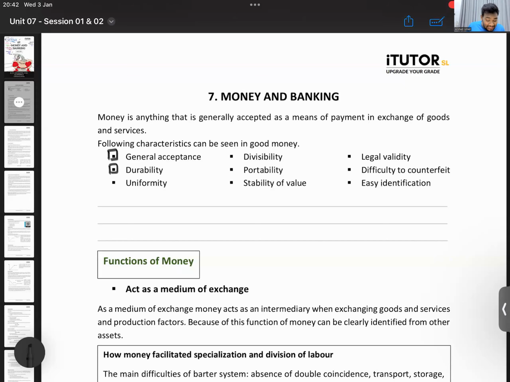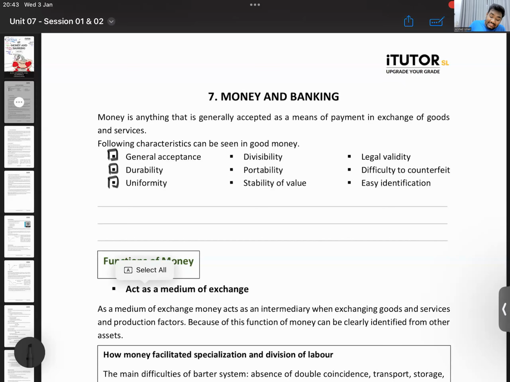That's why we say money is durable. It's not a normal A4 sheet of paper. It's a durable piece of paper. That's why we say it's durability. And then uniformity. What is uniformity? It looks the same, right? You take a 20 rupee note, all the 20 rupee notes look the same. You don't have 10 different kinds of 20 rupee notes, 10 different kinds of 1,000 rupee notes. No, it all looks the same, uniformity.